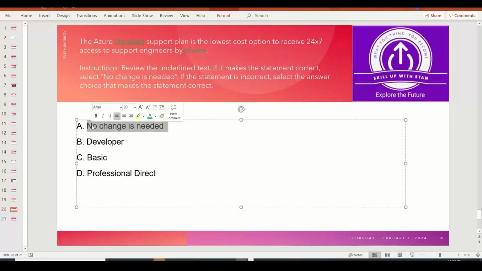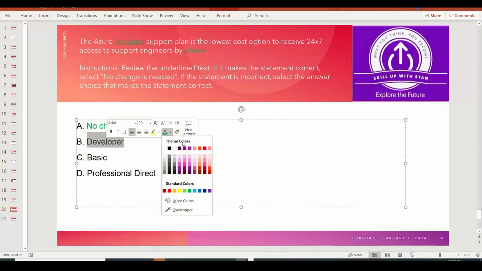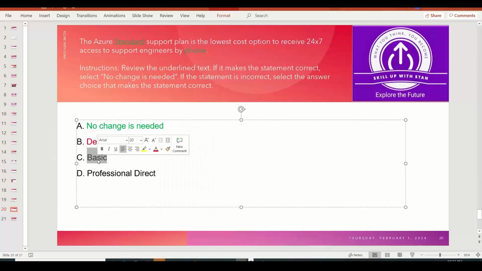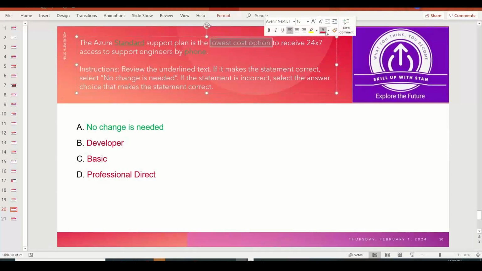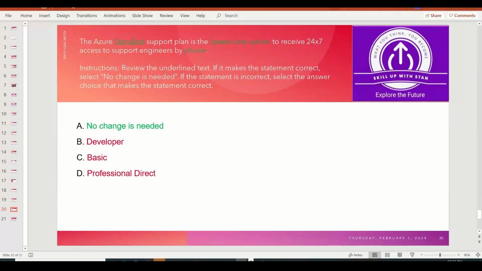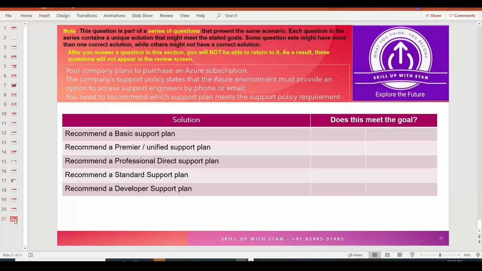In the developer plan we don't have phone support. In the basic plan also we don't have phone support, but in professional direct we do have phone support, but it is costlier than the standard plan. So if you go for this, then it will not be the lowest cost option. The question is, what is the lowest cost option to get phone support? The answer is standard, and that is there in the statement itself. So the right answer is no changes needed in the statement. Now the last set of questions in this part 2, let's go to the question.